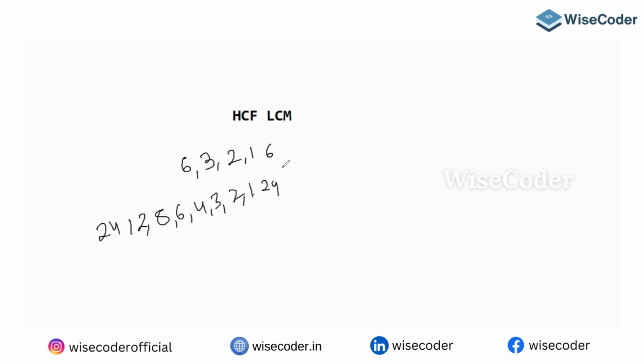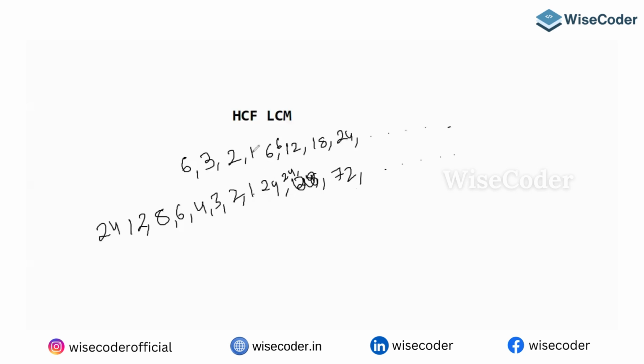So my point is this. What are the multiples of 6? 6, 12, 18, 24, and so on. What are the multiples of 24? 24, 48, 72 and so on. The multiple of 6 is also 6, the multiple of 24 is also 24, and so on.